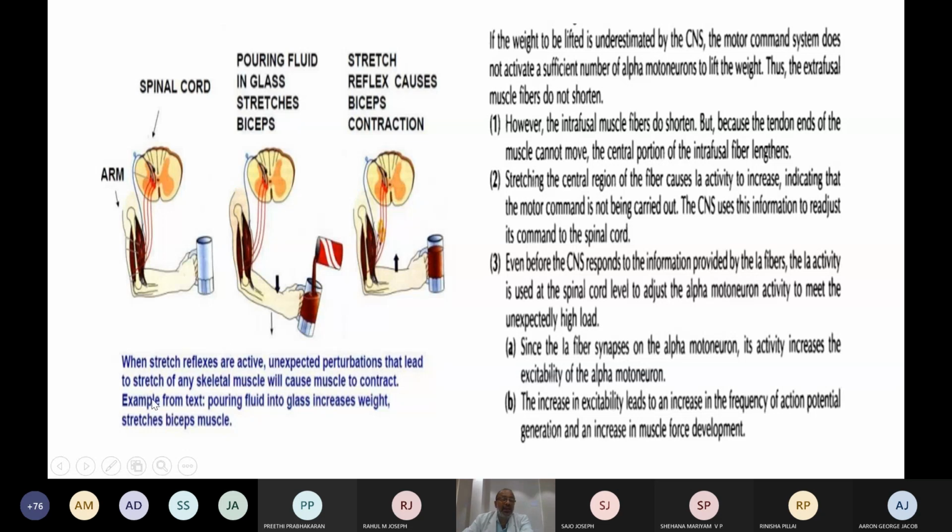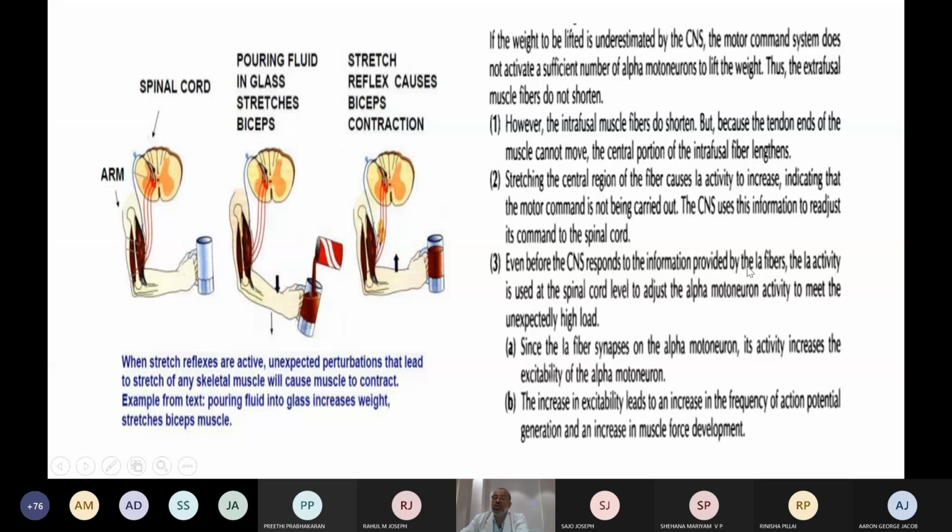You have to know that when the muscle stretch reflexes are active, unexpected perturbations that can lead to stretch of any skeletal muscle will cause the muscle to contract. Pouring of water into the glass increases the weight, stretching the biceps muscle. What is happening? The intrafusal muscles shorten, the tendon ends of the muscle cannot move, and the central portion of the intrafusal fiber lengthens. There will be stretching of the central region of the muscle fiber, causing 1A activity to increase, indicating the motor command is not being carried out.